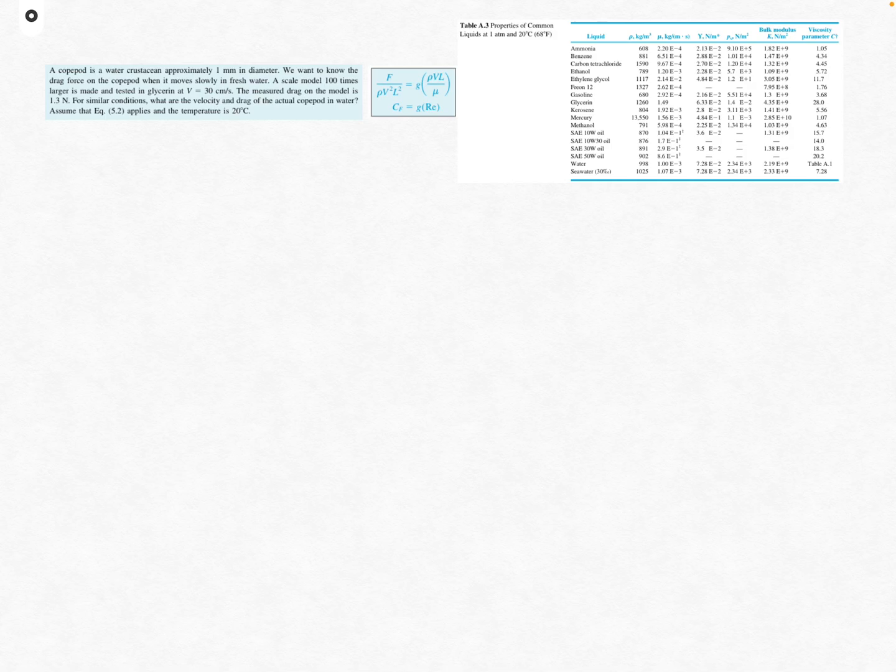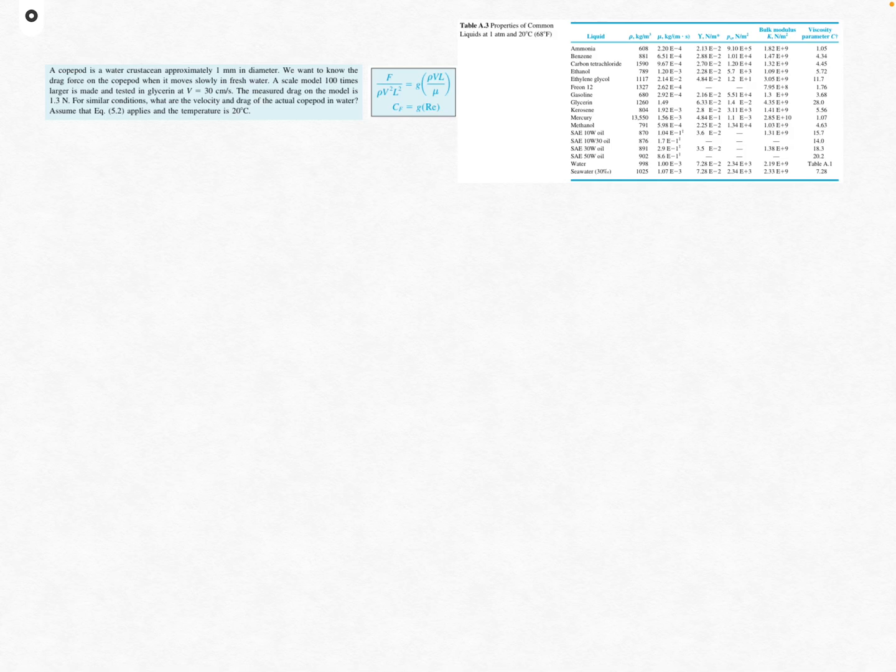But that's a really small kind of model to try to deal with. And so in this case, we're going to see if we can make a scale model that's larger work for us, so we can fit it inside of our wind tunnel and do some meaningful testing on it. We're told we're going to use a scale model 100 times larger and test it with glycerin at a velocity of 30 centimeters per second.